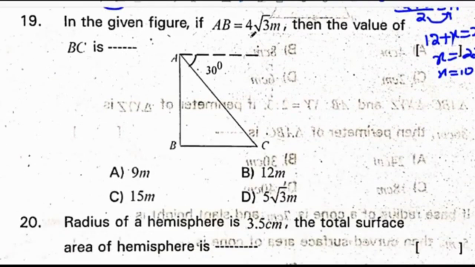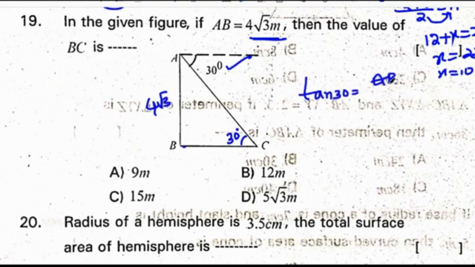In the given figure, AB is 4 root 3. Find the value of BC. If this is 30 degrees, this angle is also 30 degrees. So tan 30 is opposite by adjacent. We take tan 30 here, because the opposite side is AB and the adjacent side is BC. Tan 30 value we know is 1 by root 3, and AB is 4 root 3 by BC.